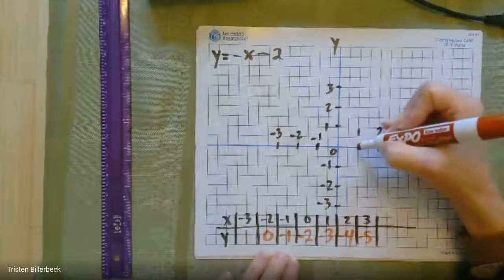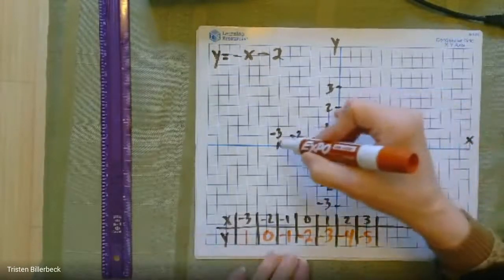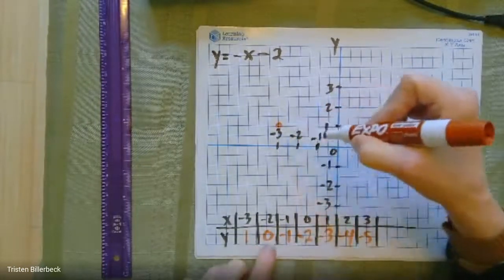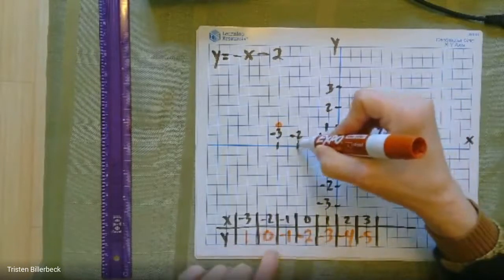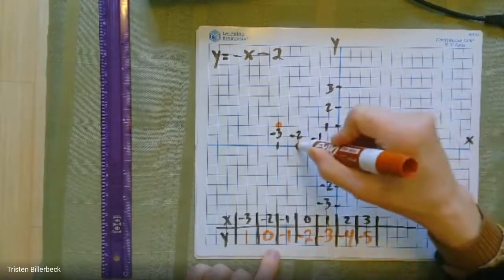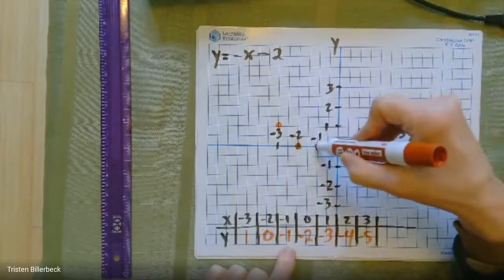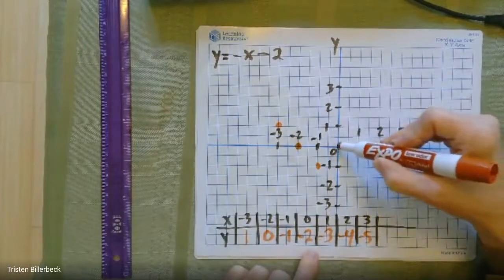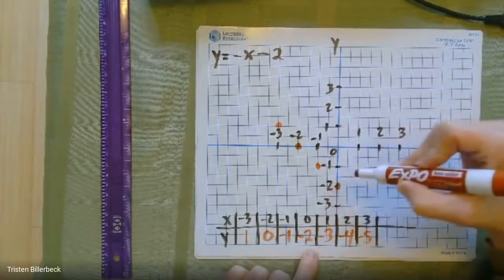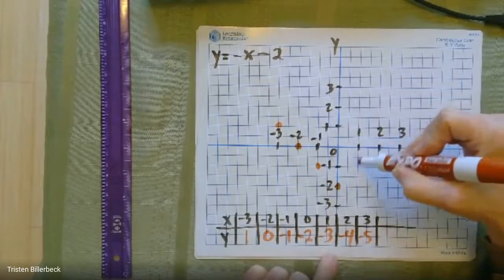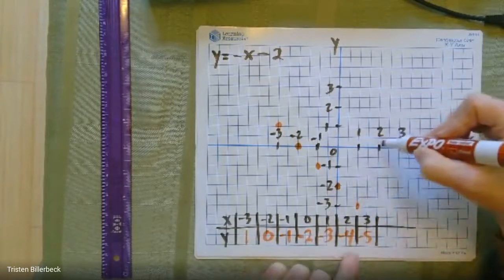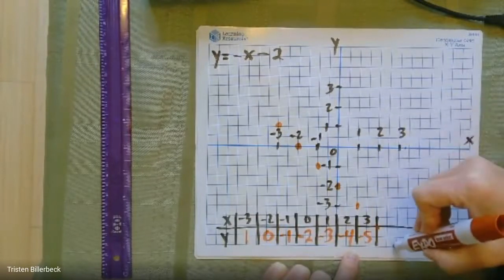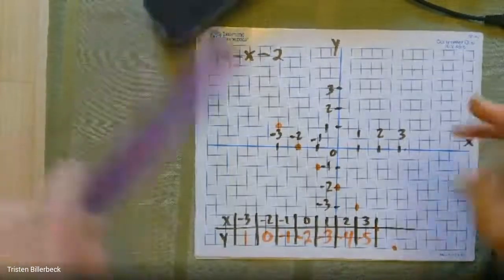Okay, let's plot. So we're at 1, this is negative 3, so negative 3, 1. This is negative 2 and 0, so we have an x-intercept right here. Now we're at negative 1, 1, then 0, negative 2, then 1, negative 3, and then when we go to 2, we're way down here at negative 4, and 3 is negative 5. So let's take a look at this.